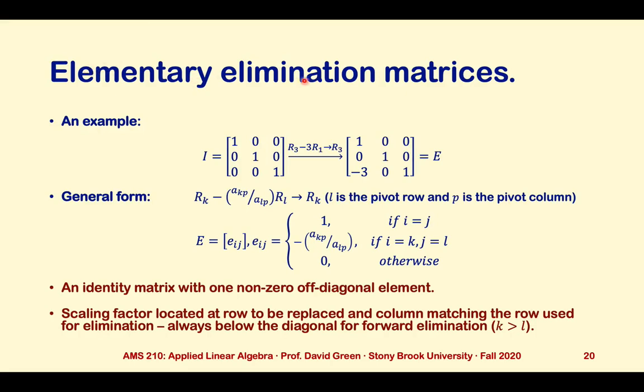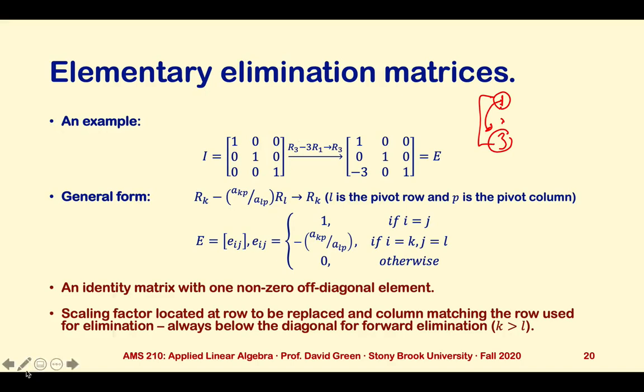So what do elementary forward elimination matrices look like? Let's start with an example. Imagine that we wanted to construct an elimination step like this. Row 3 minus 3, row 1 minus row 3. This would be an elimination operation we would have if we had some matrix that maybe had a 1 in the first position and a 3 in the third position. How would we eliminate this using this pivot?